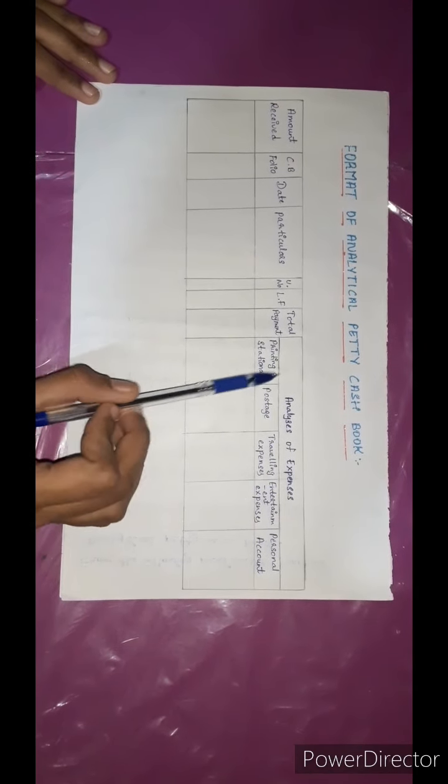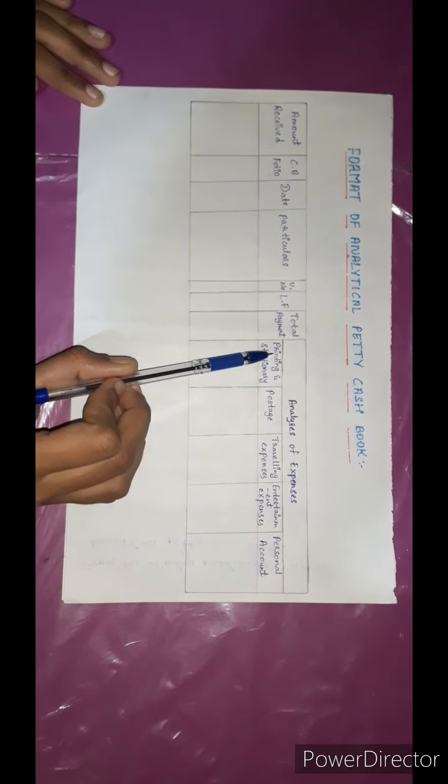Format of analytical petty cash book. Amount received. The amount whatever we received from the bank or the organization. Cash book folio. Date. Particulars. Voucher number. Ledger folio. Total payment, for what we are making the expenses. And the analysis of expenses. Each column will be divided into individual heads, that is printing and stationery, postage, traveling expenses, entertainment expenses, personal account. This will be according to the transactions. So in this, we will presently not be using the cash book folio, voucher number, ledger folio. So now I'll be explaining the problem on analytical petty cash book.